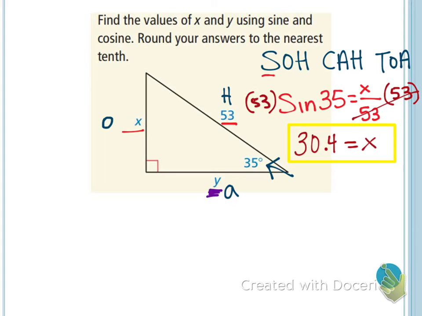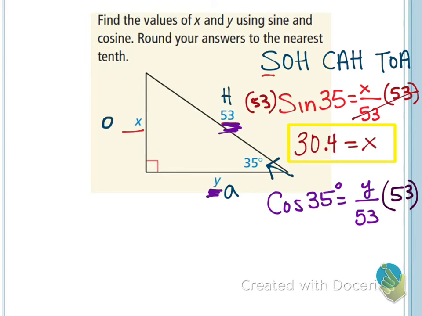But this time we want to solve for y. And again, you want to use the side you know, which is 53, and y, which we don't know. Which trig ratio deals with these two sides? Cosine of 35 equals the adjacent, which is y, over the hypotenuse, 53. Multiply both sides times 53. What is 53 times cosine of 35? 43.4. Did anybody not get that?